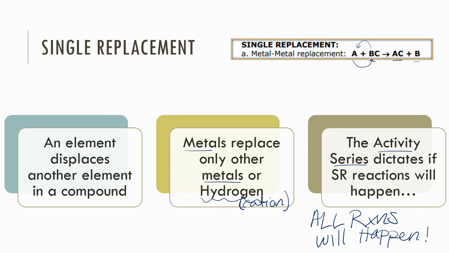The activity series tells us that not all metals are strong enough to boot another metal out of a compound. But for our purposes, we are going to assume that that activity series has already been looked at and all the reactions we look at will happen. So let's do some examples.